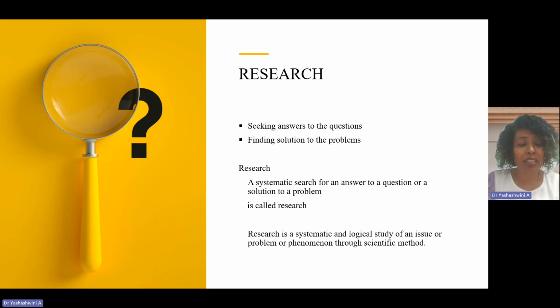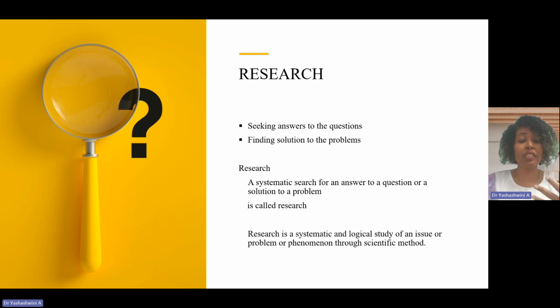And I would be teaching you on the topic today with regards to research. So, what do we understand by research? What exactly is research? Research is finding out solutions to problems and answers to questions. So, this is what exactly research is.